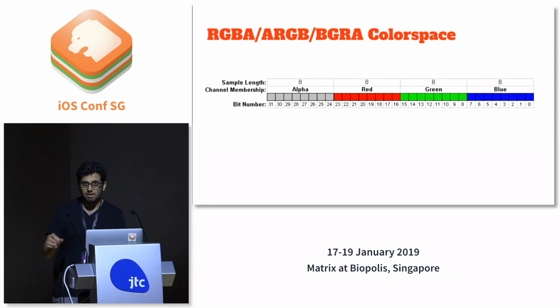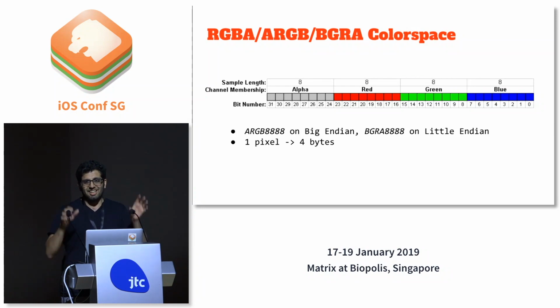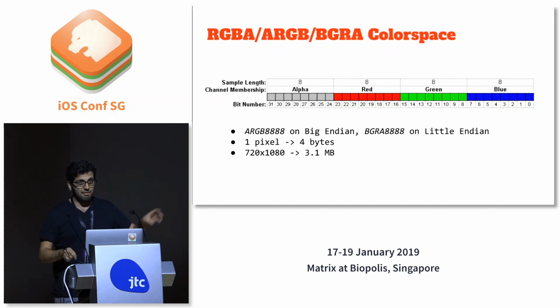And the idea here is very, very simple. You have 8 bits for each color channel: alpha, red, green, blue, and based on that, you can represent pretty much any other color. This format is called ARGB 8888 on big endian, BGRA 8888 on little endian. Fun fact, iOS devices are little endian, so they will use the BGRA variant. This means that 1 pixel is 4 bytes, okay? Just keep that in mind, that's the important thing here. Each pixel is 4 bytes, okay? That means that a 720p image is going to be 3.1 megabytes.